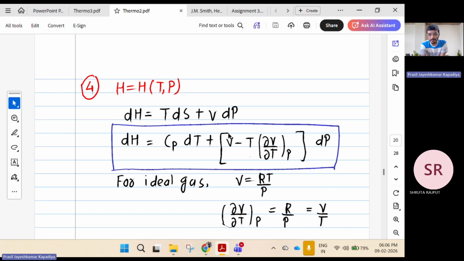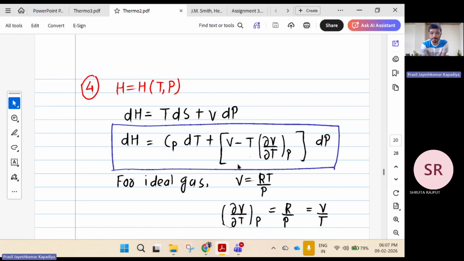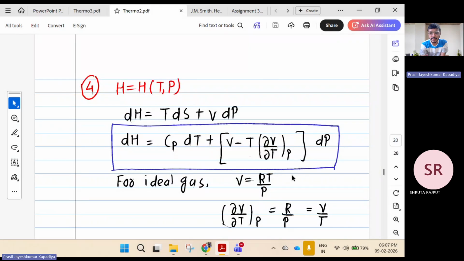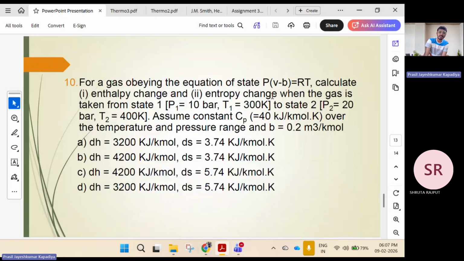And similarly for this part, V I know. So from the equation, what can I write? P into V minus B is RT, so V I can write as RT by P plus B. So I can replace this V as RT by P plus B, and this term, minus T del V del T at constant pressure. So del V del T at constant pressure, what will it be? V is my RT by P plus B, so del V del T will be R by P. So R by P into T. So when I put these values, can you tell me what answer you should get by solving it for enthalpy change?